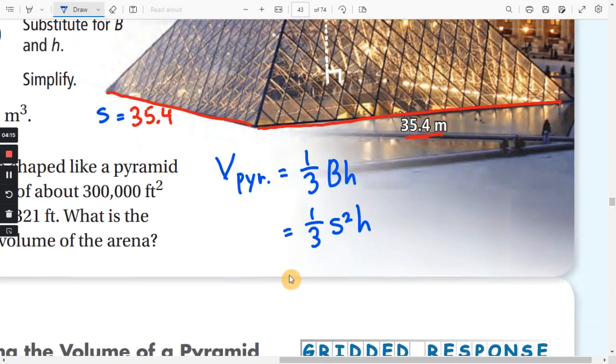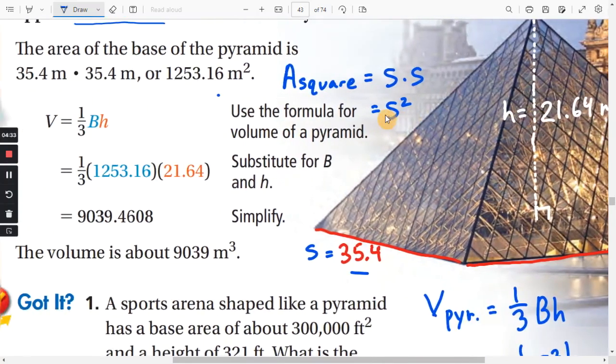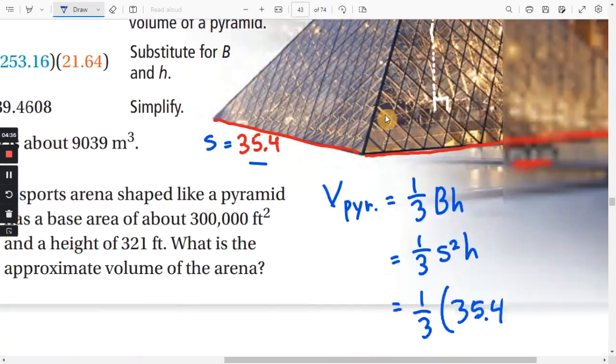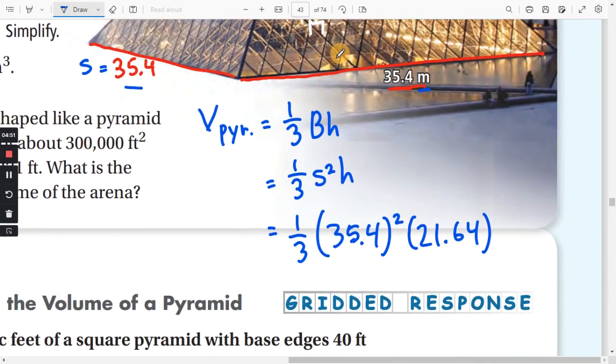So we have 1/3, and each side is 35.4, so that's going to be 35.4 squared, times the height H, which we said was 21.64. That was given in the problem. And all the units matched. They were all in meters. The side length and the height were both in meters, so we're good to go there.